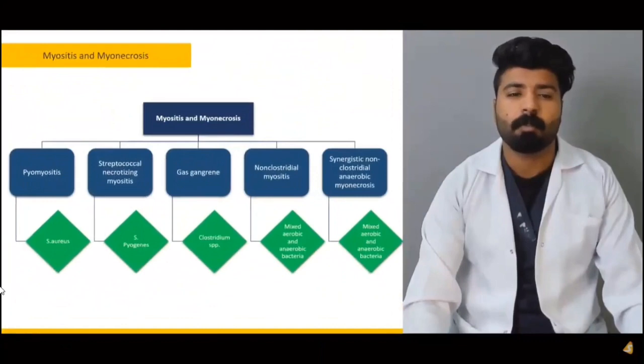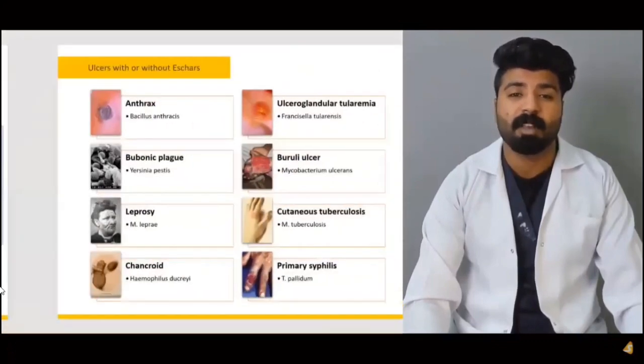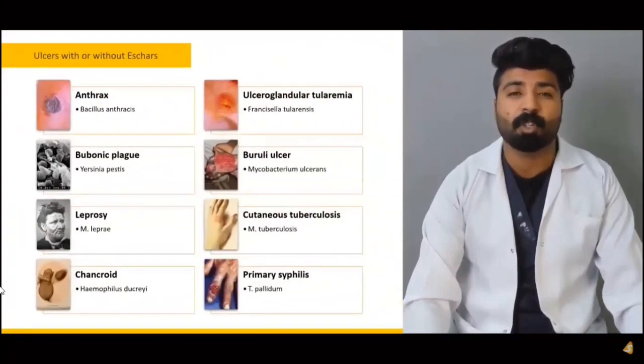Next, we're going to talk about myositis and myonecrosis, which means inflammation of the muscle and degradation of the muscle. We're going to talk about what organisms cause this pathology and how it manifests. Next, we're going to talk about necrotizing fasciitis, which is a rather emergency of some kind, which organisms cause it and how it manifests. Next, we're going to talk about ulcers with or without eschars, which ulcers are there, and in which pathology they are found.